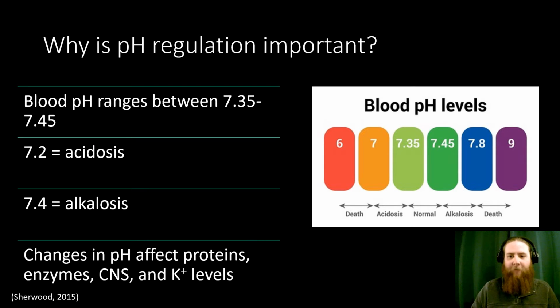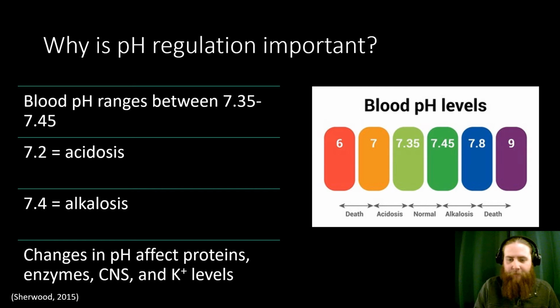Changes in pH affect the whole body. They affect proteins, they affect enzymes, they affect the CNS and K+ levels. Potassium, K+, is very important for heart function. On both sides, either acidotic or alkalotic, there are negative impacts on protein function, heart function, and central nervous function. It's either too excitable in the case of alkalosis or not excitable enough, depressed, in the case of acidosis. So maintaining this pH level is very important to maintain homeostasis, to keep the body alive.